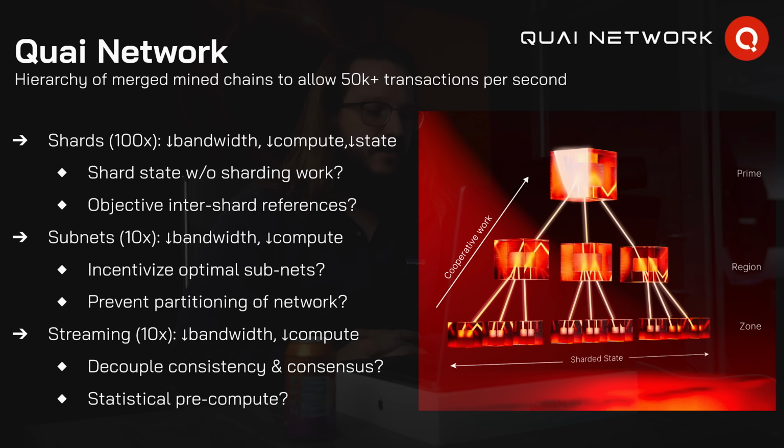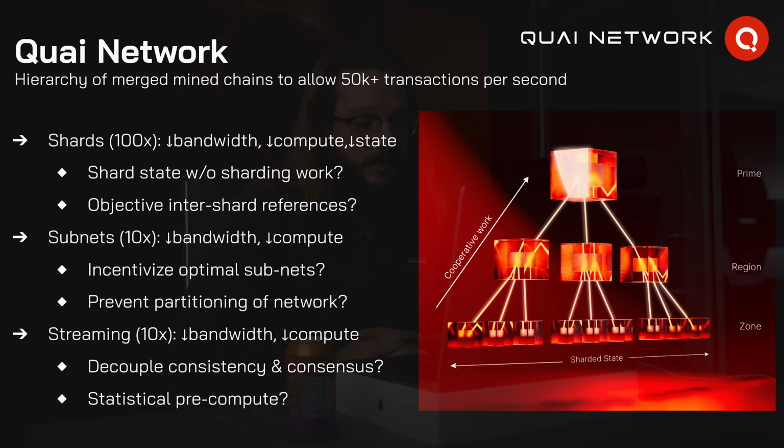The last thing that we can do to increase throughput by about 10x is something called streaming. The idea here is, instead of computing the state of the blockchain in bursts, we can introduce mechanisms that allow us to perpetually compute state updates, even though they don't become canonicalized until a block is produced. In doing that, we can decrease the bandwidth necessary in the system, and we can also decrease the compute necessary in the system.